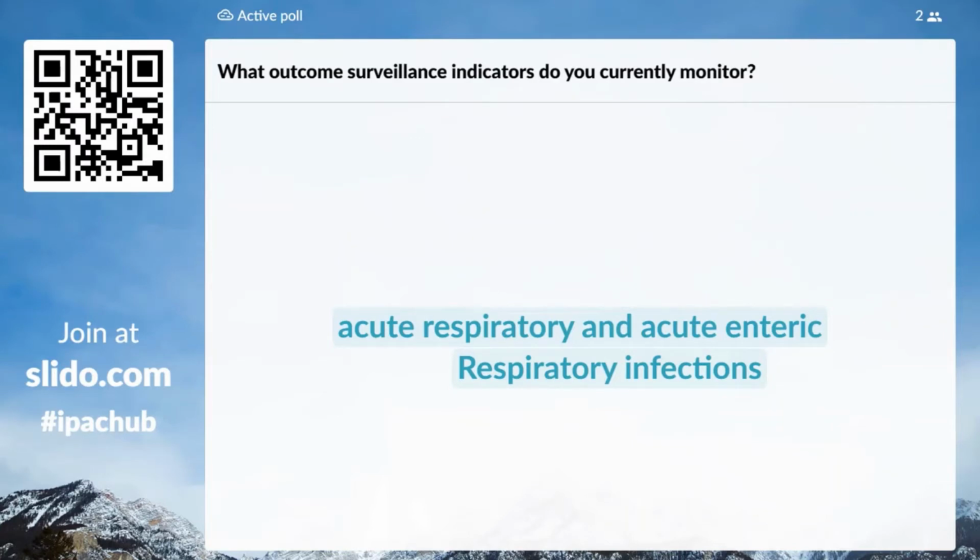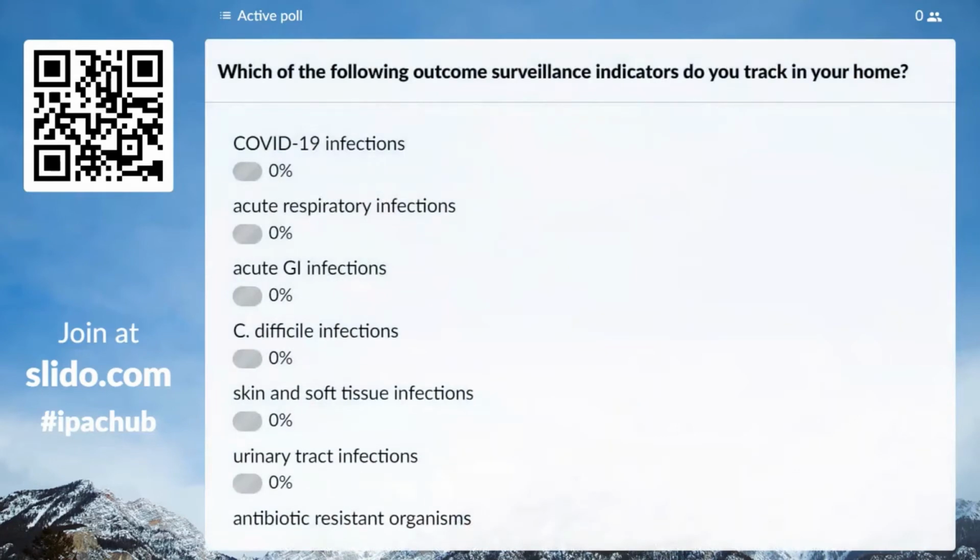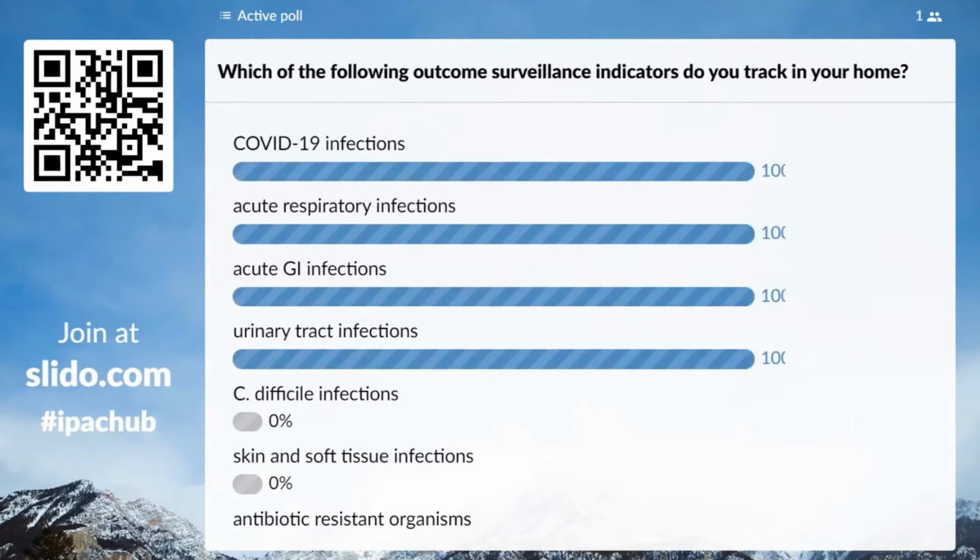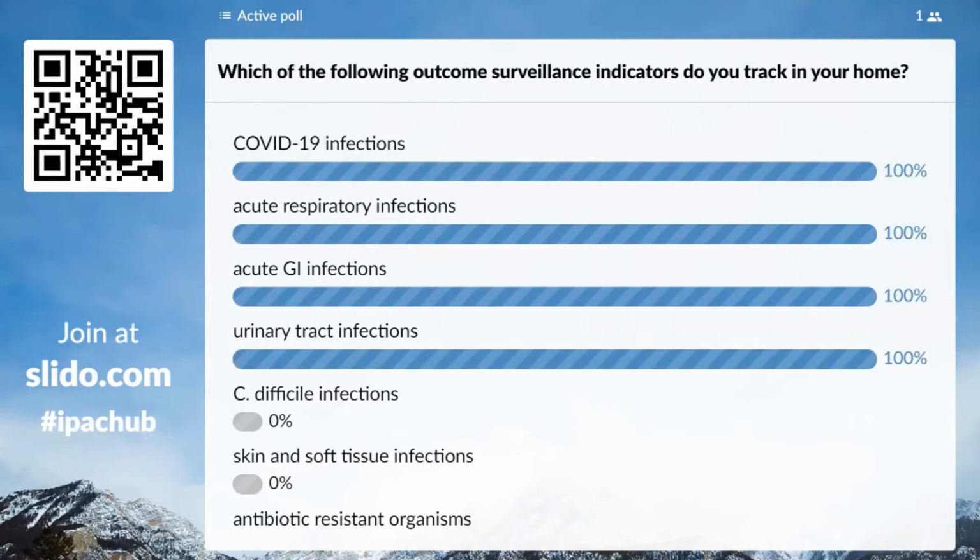All right, looks like some people are thinking we're getting some respiratory infections, acute respiratory infections, acute enteric infections, C. diff infections, COVID-19, influenza like illness there. So great, that kind of got your gears going there. So we're going to ask a similar question. The first question we ask is to stimulate your thinking about what you do in your home. And this question might sound the same, but we're looking to see how many of the homes are looking at the certain indicators. So you can choose all that apply for your home.